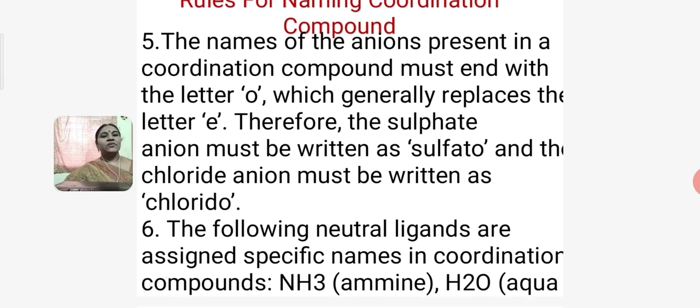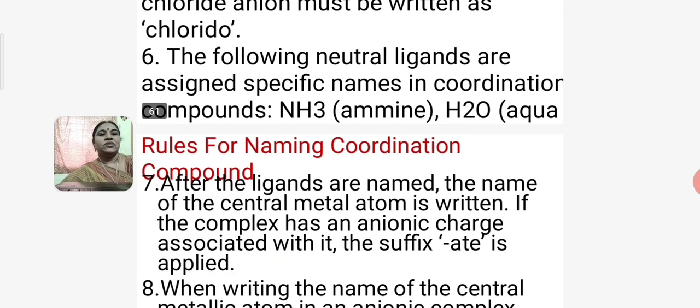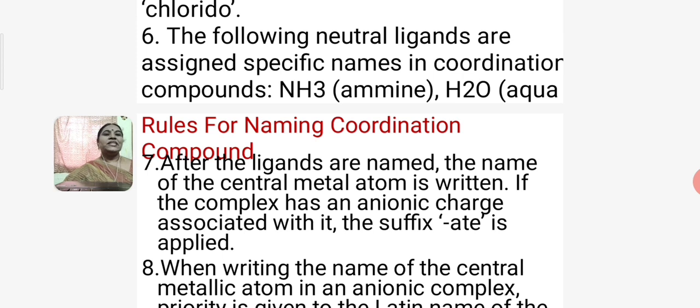The names of the anions present in a coordination compound must end with the letter o, which generally replaces the letter e. Therefore, the sulfate anion must be written as sulfato, chloride as chlorido, bromide as bromido, and so on. The following neutral ligands are assigned specific names in coordination compounds. For example, NH3 is named as ammine, H2O as aqua, and so on.